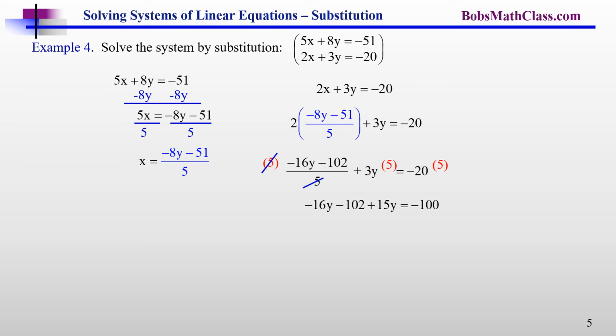Negative 16y minus 102 plus 15y equals negative 100. Add like terms. A negative 16 and positive 15 is negative 1. So we'll just put negative y. Then add 102 to both sides. So that's positive 2. And then divide both sides by negative 1. So that gives us negative 2.